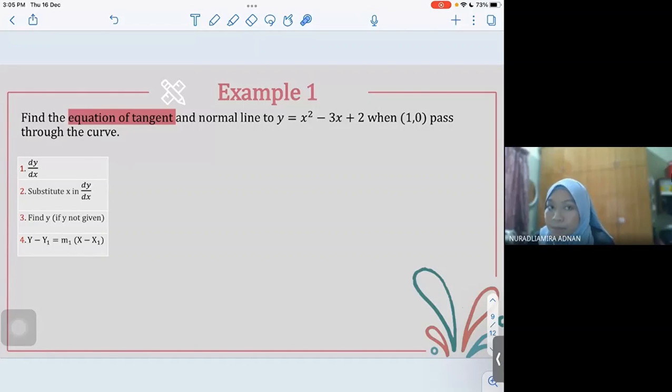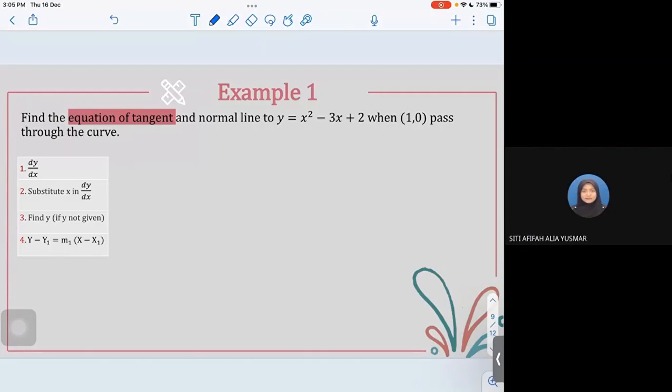So I repeat, I tell you the question first. Find the equation of the tangent and normal line to 2y equals x squared minus 3x plus 2 when (1, 0) passes through the curve. So use this step to find the equation of the tangent first. Siti Afifah Alia, can you help me?